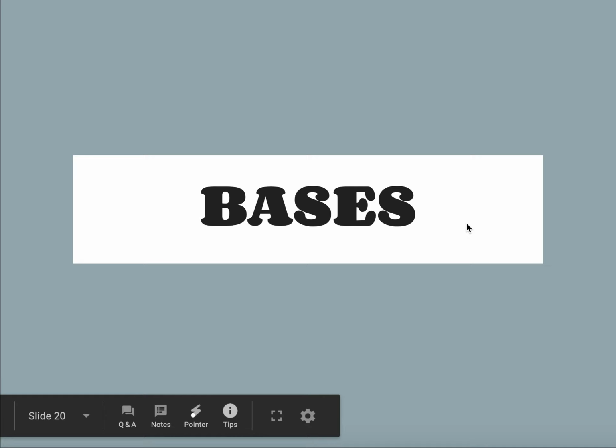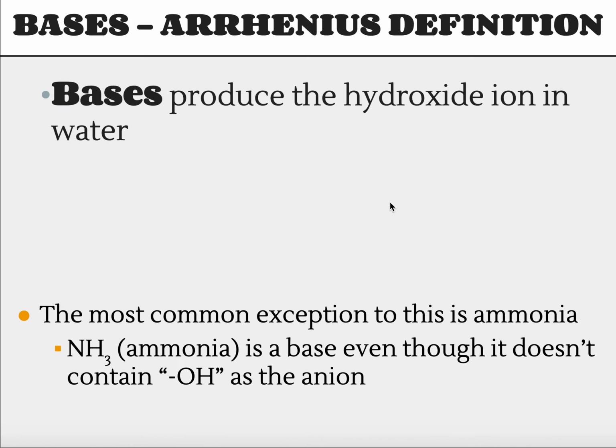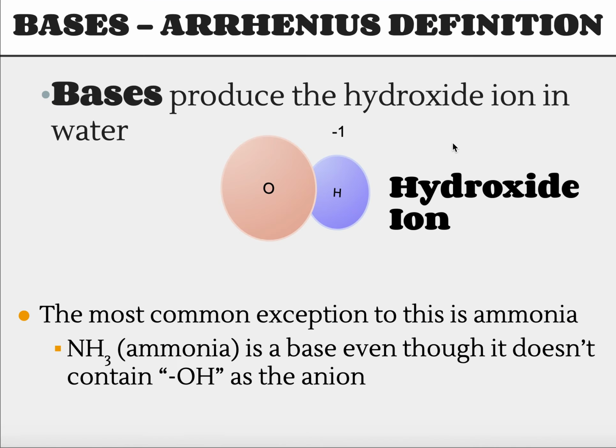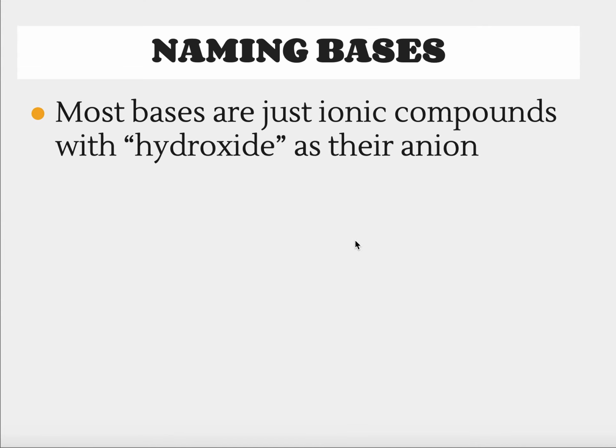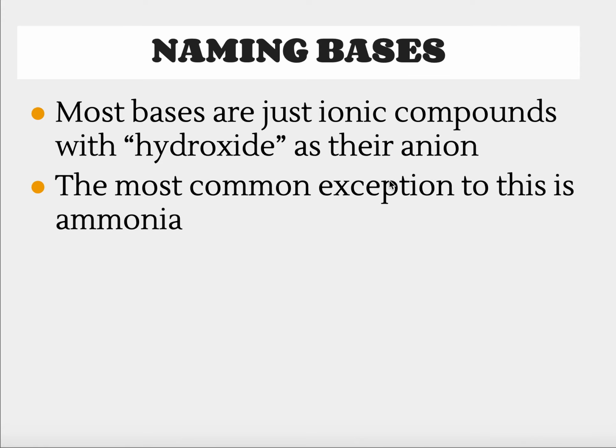Bases. Bases are nothing special. Bases produce hydroxide, just as a review. But about naming and writing formulas, these are just ionic compounds. There is nothing special about bases other than we just call them bases. But in terms of naming them, in terms of writing their formulas, we just follow the ionic rules. The only difference is that hydroxide is typically always going to be their anion.